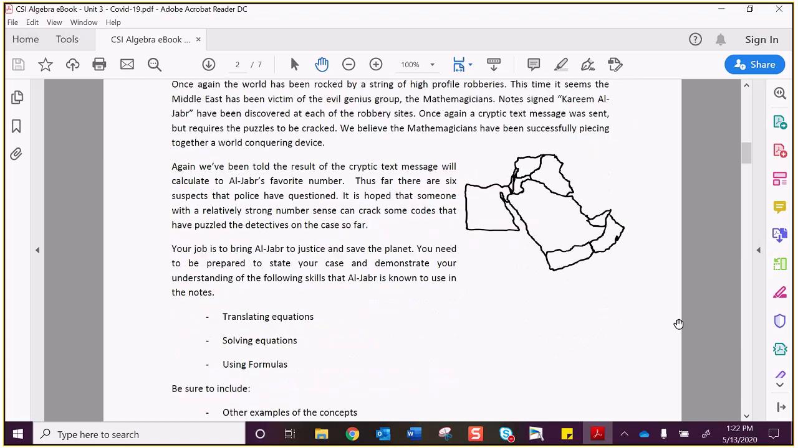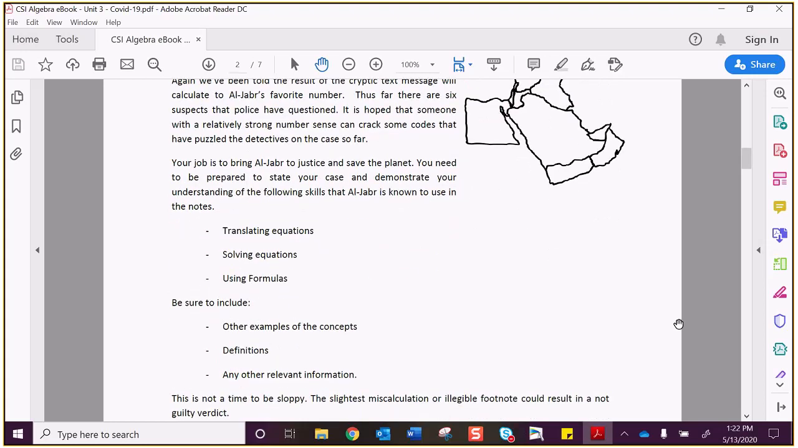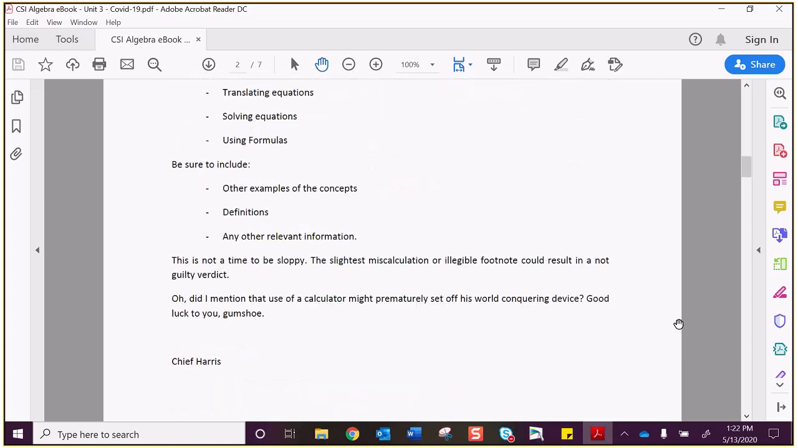So some of those skills are going to be translating equations, solving equations, and using formulas. It will also include some other examples of those concepts, definitions, and some other relevant information. This is not a time to be sloppy. The slightest miscalculation or illegible footnote could result in a not guilty verdict. Oh, did I mention that use of a calculator might prematurely set off his world-conquering device? Good luck to you, Gumshoe.